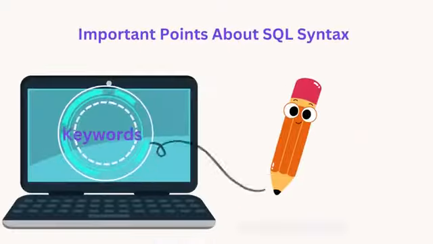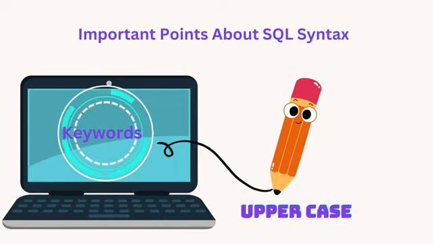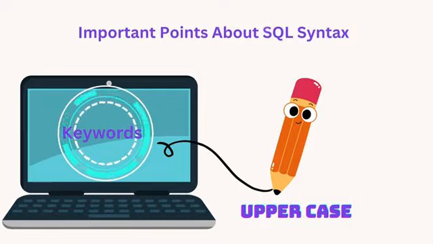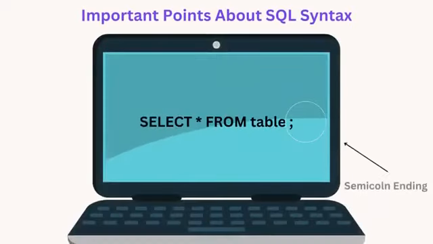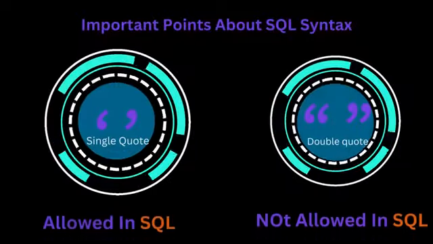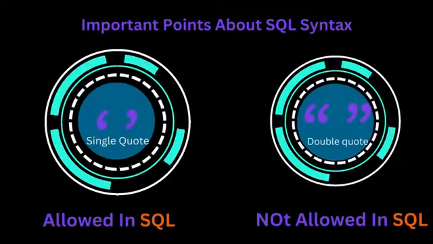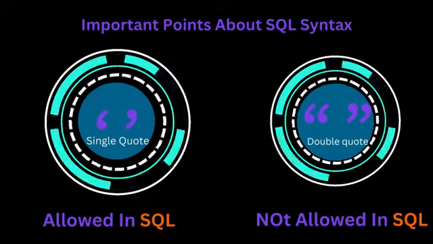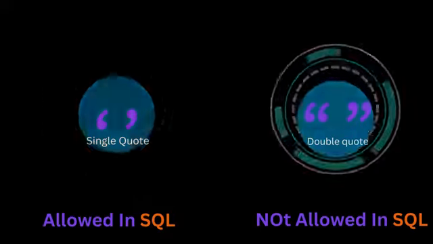The first important point about SQL syntax is that it must be written in capital letters for better understanding. The second point is that the SQL statement must end with a semicolon. For example, the given select statement ends with a semicolon. The third point is that SQL uses single quotes for string values and double quotes are not allowed in SQL.